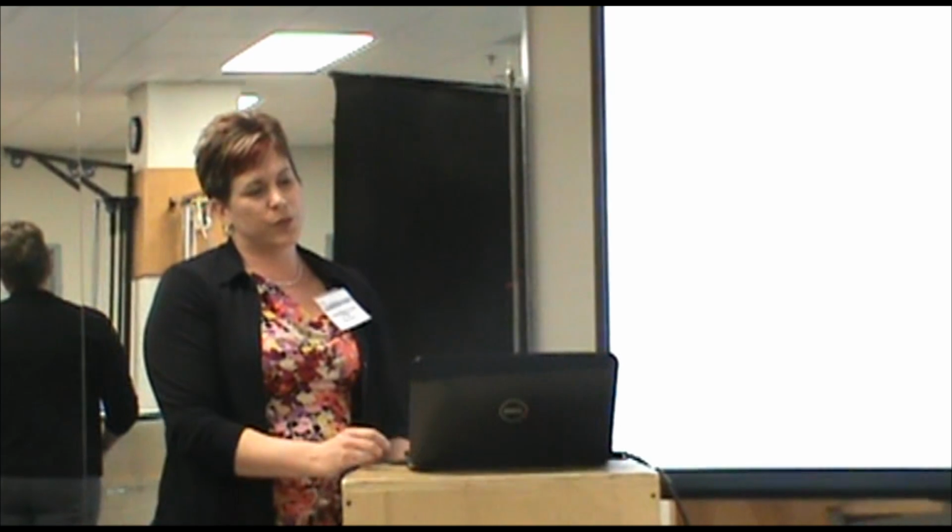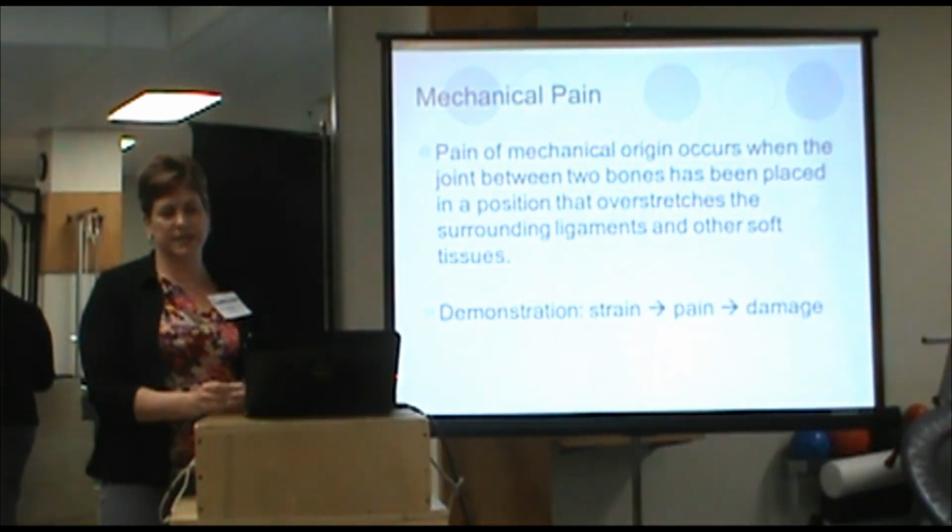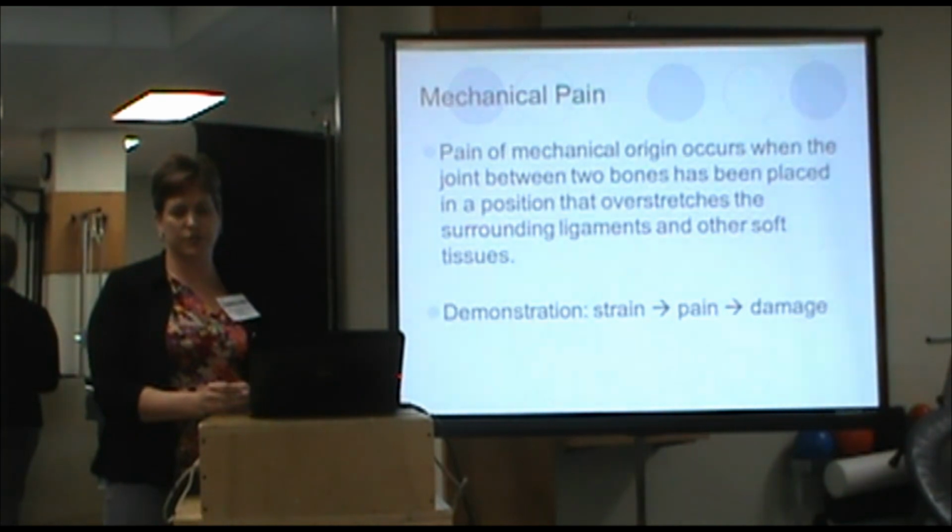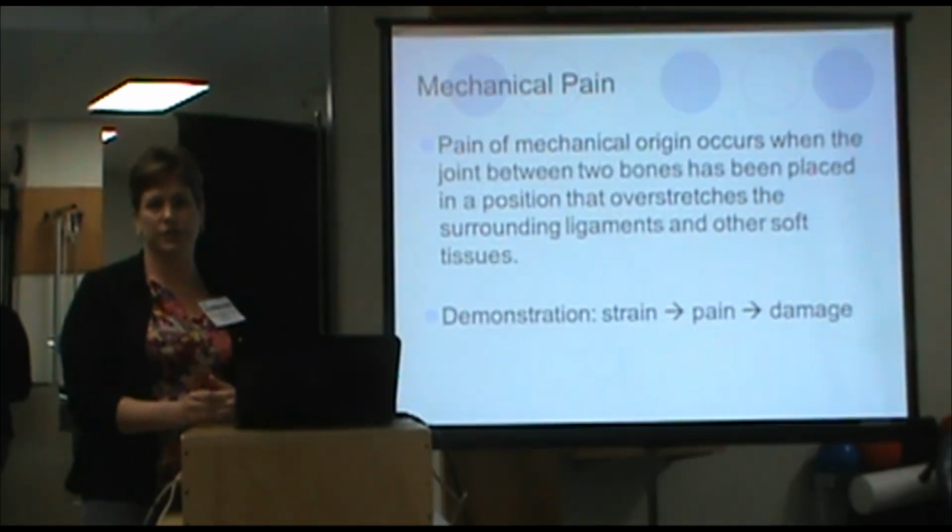Most spinal pain is believed to be mechanical in nature, and most responders will show patterns of response to pain and function based on a certain direction of movement, and that allows us to classify them a certain way. We're going to talk about that in a little bit. Pain of mechanical origin occurs when the joint between two bones has been placed in a position that overstretches the surrounding ligaments or other soft tissues.